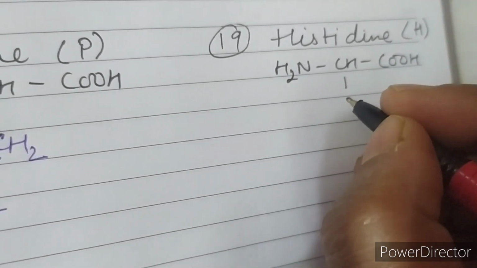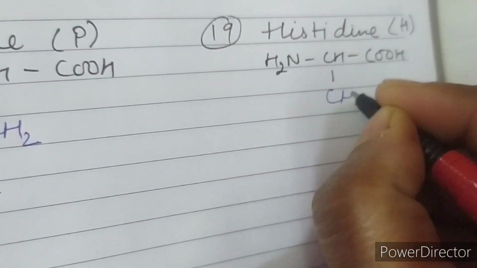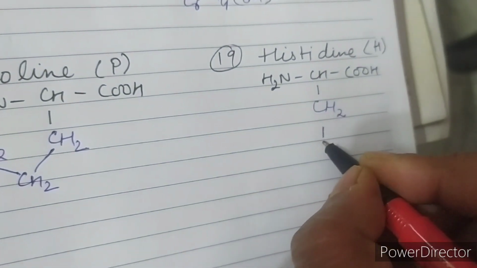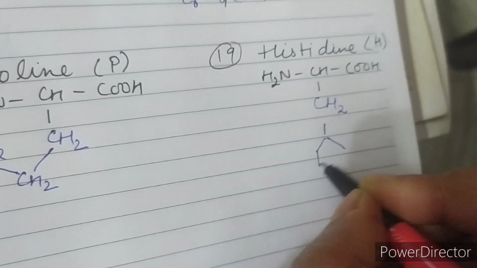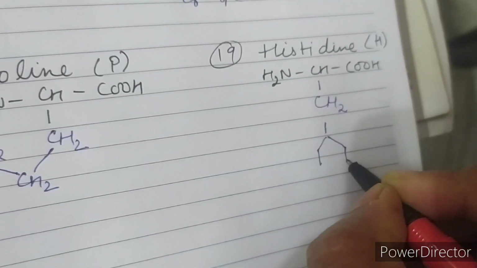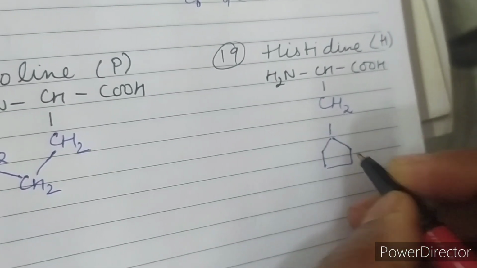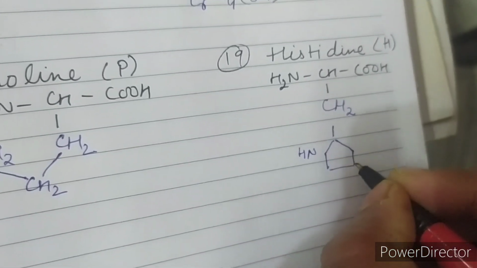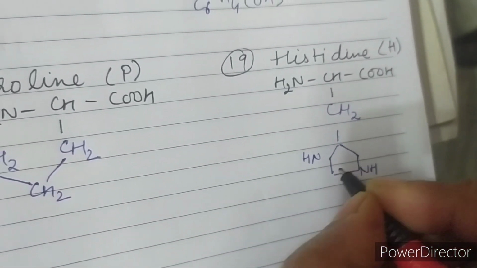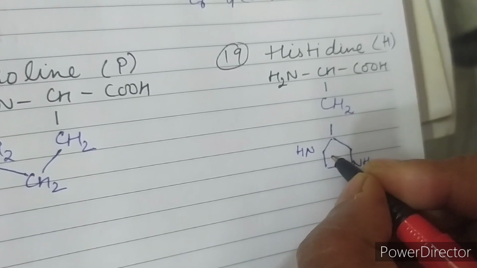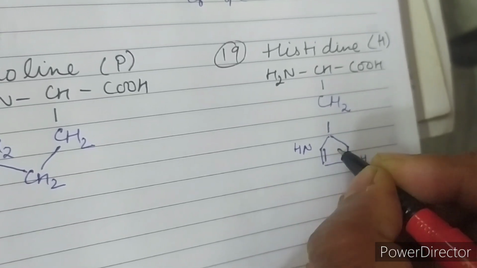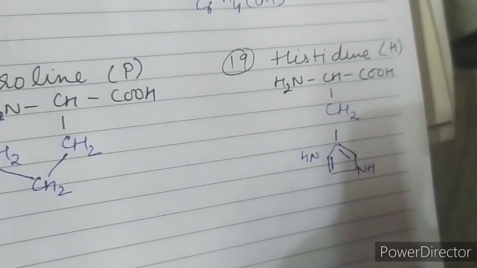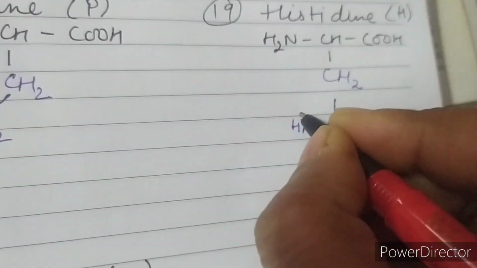Next we come to histidine. In histidine you will put here one CH2, and next we will make a 5-sided ring, and we will put here NH and one NH here and 2 double bonds here. This is histidine, and here we'll put a positive sign.